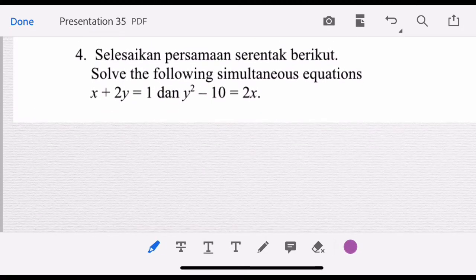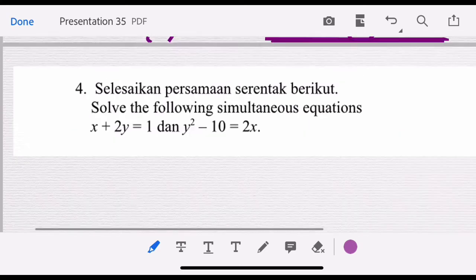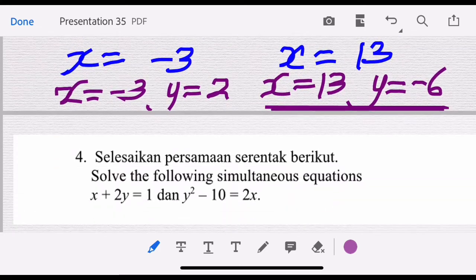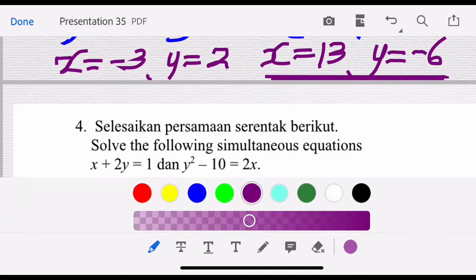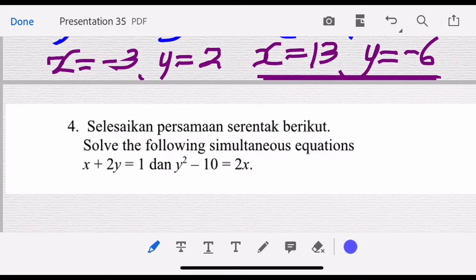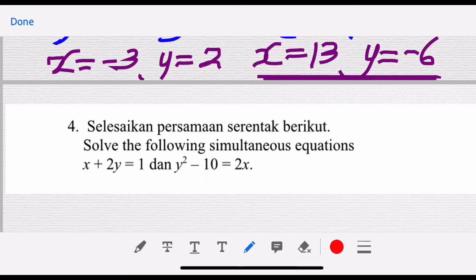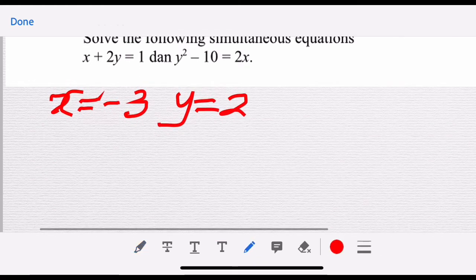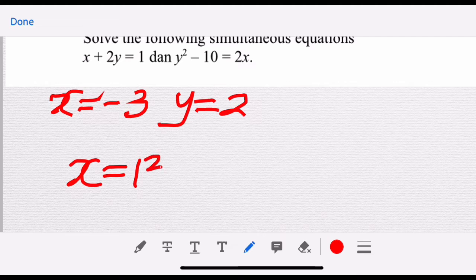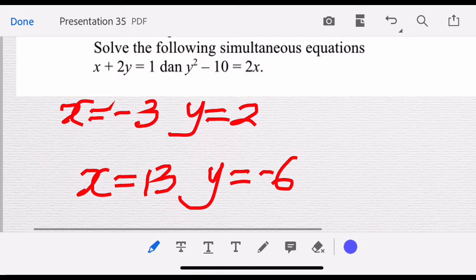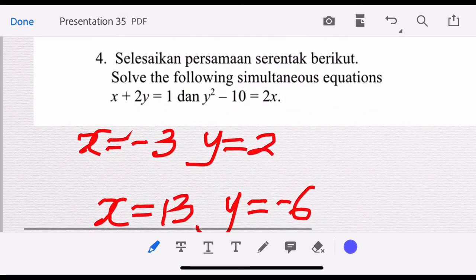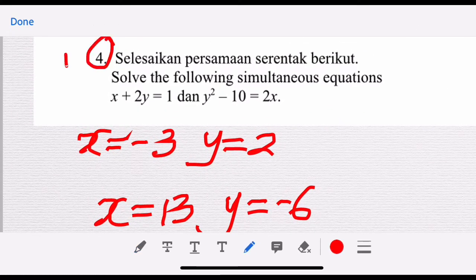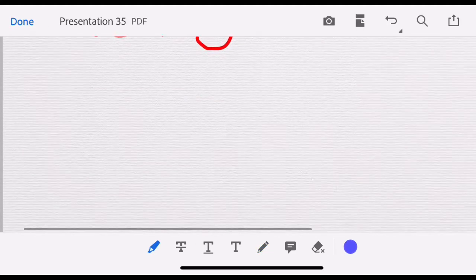Okay, I have discussed question number 4. So the answer for question number 4 should be x equal to negative 3, y is 2. The other answer is x is 13, y is negative 6. So we have 2 answers for question number 4. Okay, so we have solved number 4. Alright, let's go to question number 6.